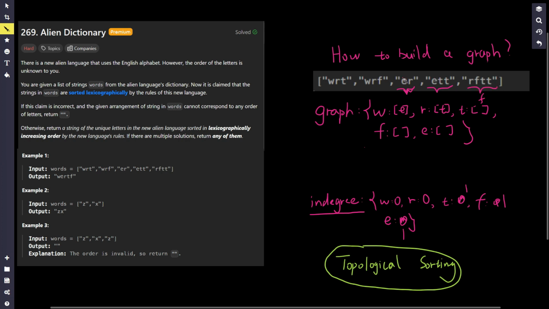Next, we are comparing the fourth to the fifth. We know that E is pointing to R. So we add R here, and then we increment the in degree of R by 1. So we come up with the word WERT. The in degree of W is 0 because this is the starting node.